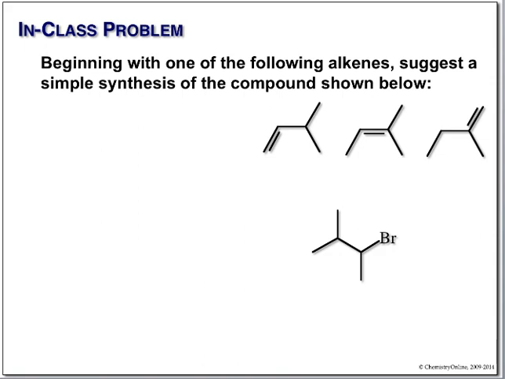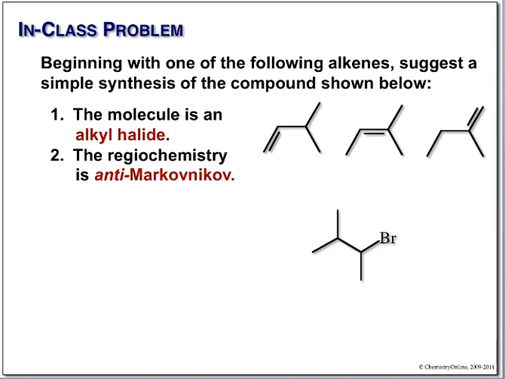All right, what kind of compound is it? Well, it's an alkyl halide. Is the bromine attached to the most stable carbocation? No, it's attached to a secondary carbon. We got a tertiary. Therefore, this is anti-Markovnikov. How do I make that? HBr, peroxide, and an alkene.